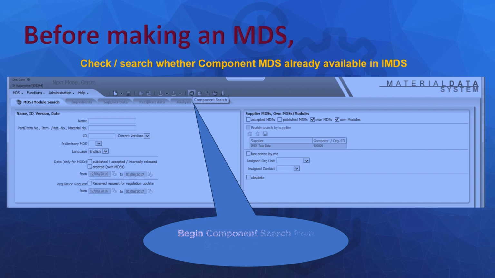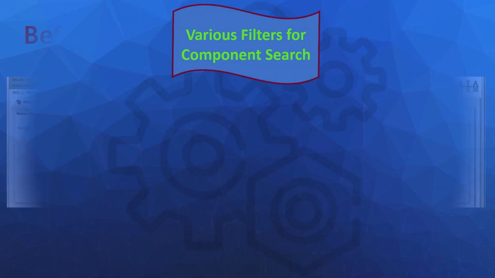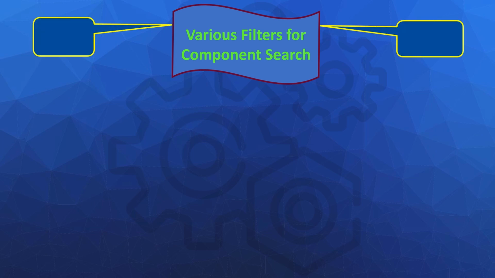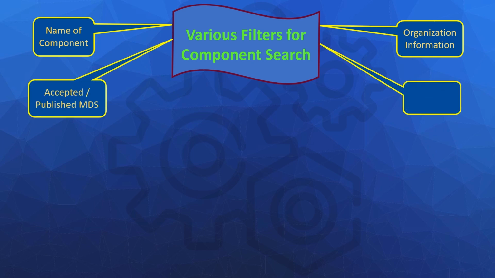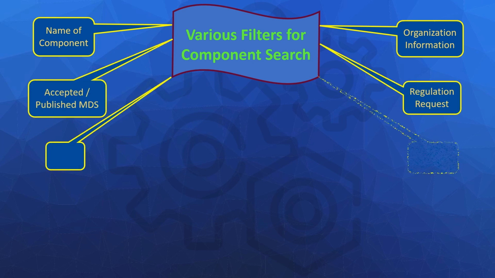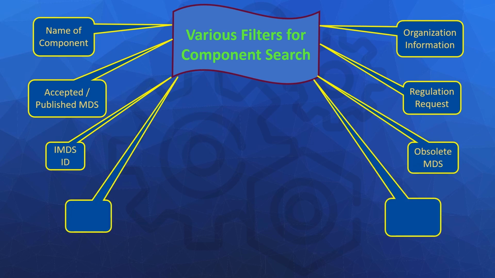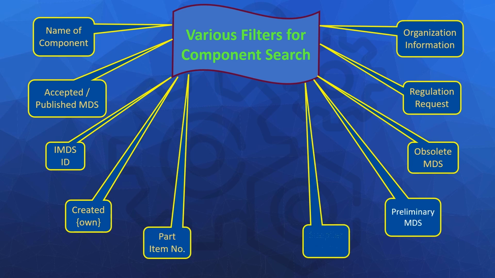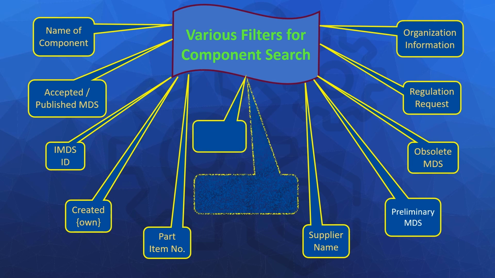Begin the component search from the function menu. Then use various filters. For searching the component MDS in the IMDS system, various filters such as name, organization, accepted or published, regulation, IMDS ID, obsolete MDS, own created, preliminary MDS, part numbers, supplier name, from or to dates, published, accepted or internally released are available and can be used.